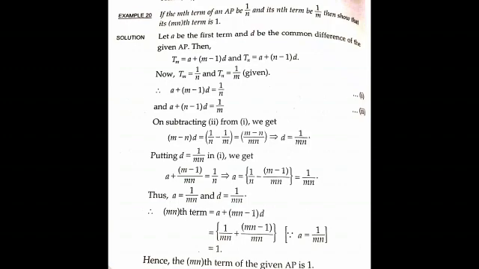Now putting D equal to 1 by mn in equation 1, we get A plus (m minus 1) divided by mn equal to 1 by n. So this implies A is equal to 1 by n minus (m minus 1) divided by mn. After taking the LCM as mn and simplifying, we will have 1 by mn, that is, A is equal to 1 by mn. Both A is equal to 1 by mn and D is equal to 1 by mn.